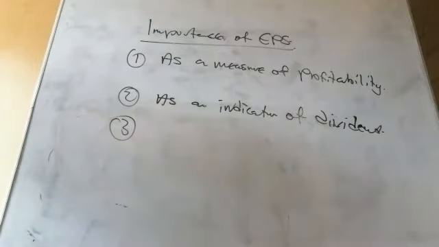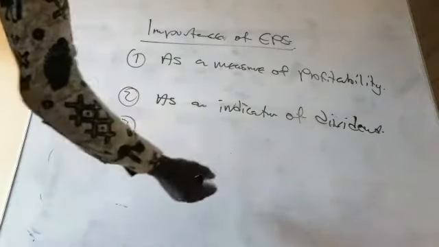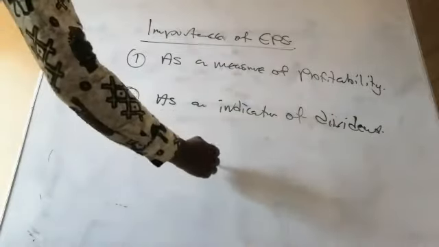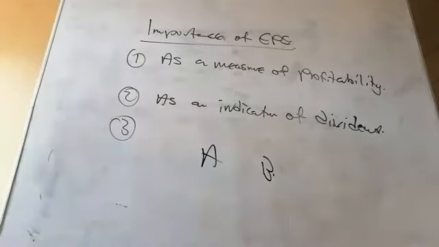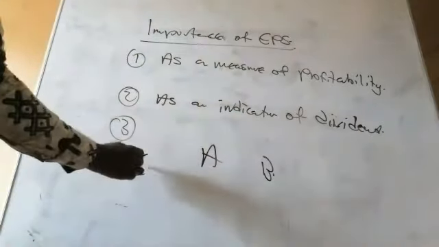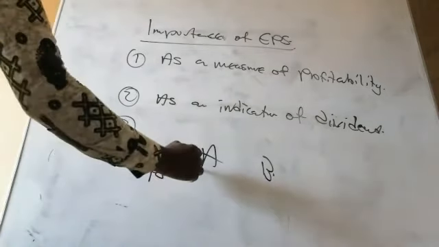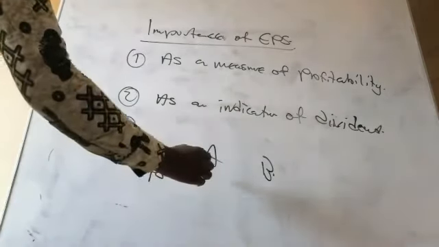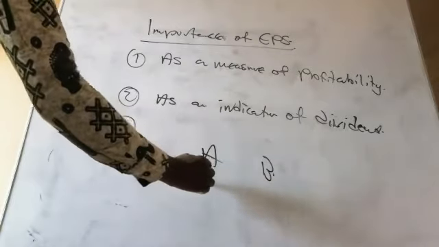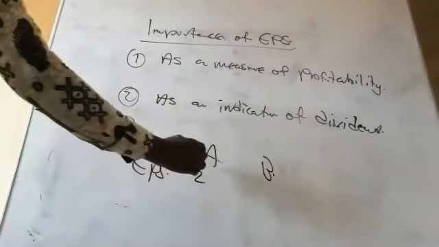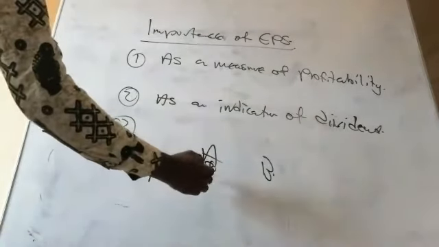Good. So assume that your earnings per share of company A and company B is, yes, 20 Ghana cedis.